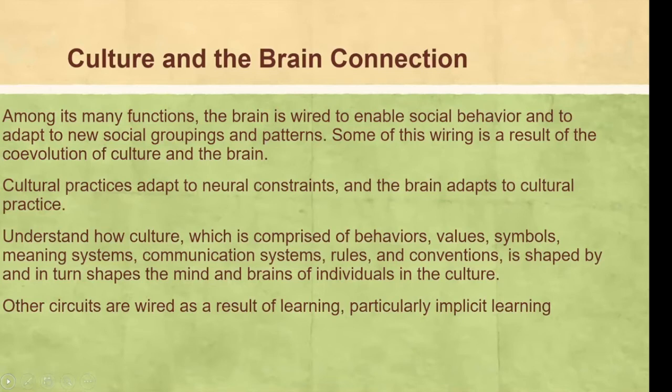So we need to understand how culture, which is comprised, again, of behaviors, our values, our systems, our meanings, symbols, our communication systems, rules, and conventions, is shaped in turn, and it shapes the brain and the individuals in our culture. So our neural circuits are wired as a result of learning, particularly implicit learning. So just think about how, if you connect the learning and the brain, then your students can take this information and grow from it.